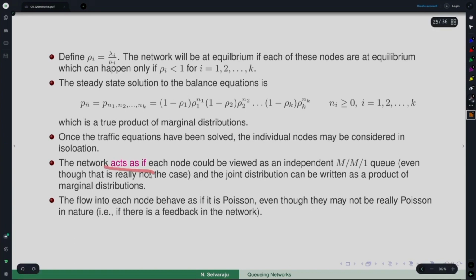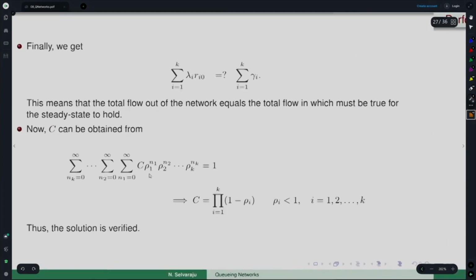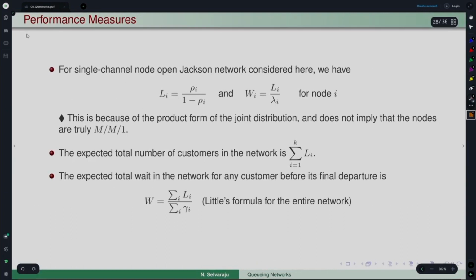So, we saw that the network acts as if it is an independent M/M/1 queue at each node, though really it is not the case. We just verified the solution, and we have obtained the performance measures for this single server at each node open Jackson network, which are given so because of the form of the distribution, not because they are M/M/1 in the real sense. So, Li can be given by rho_i by 1 minus rho_i, and Wi is by Little's law.